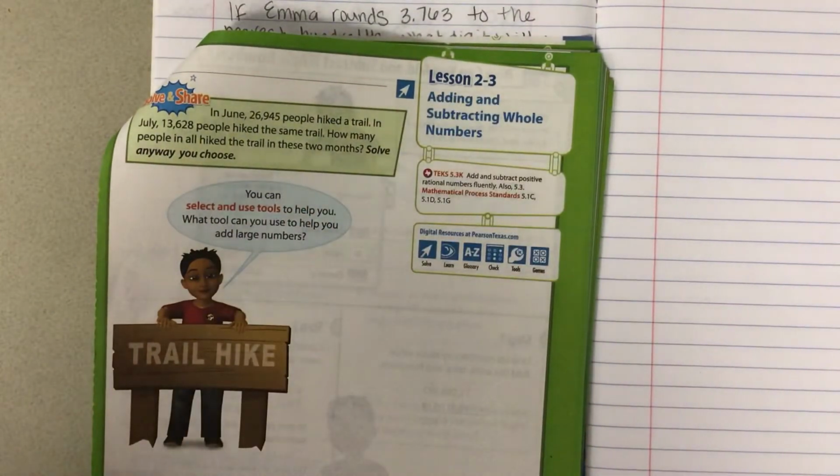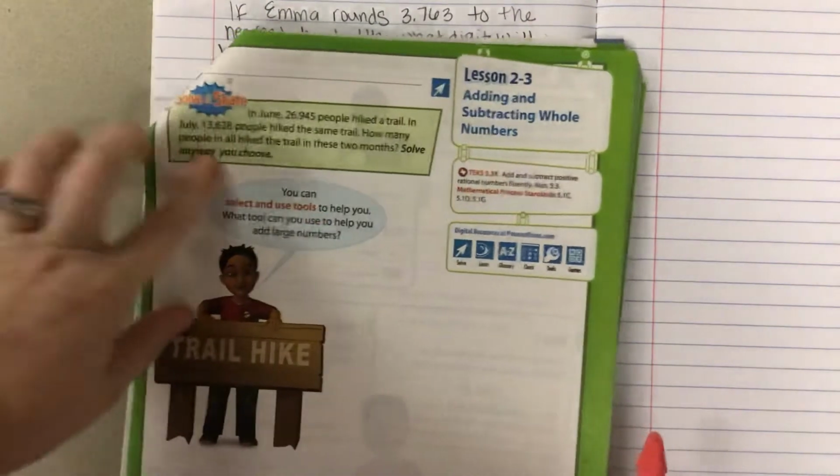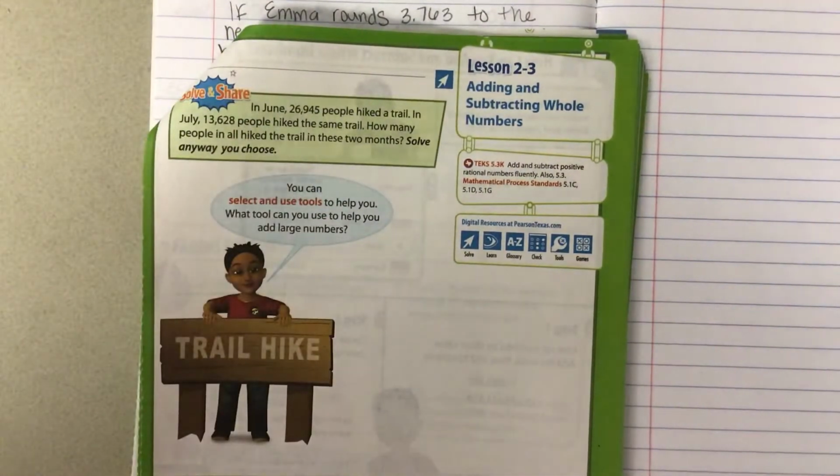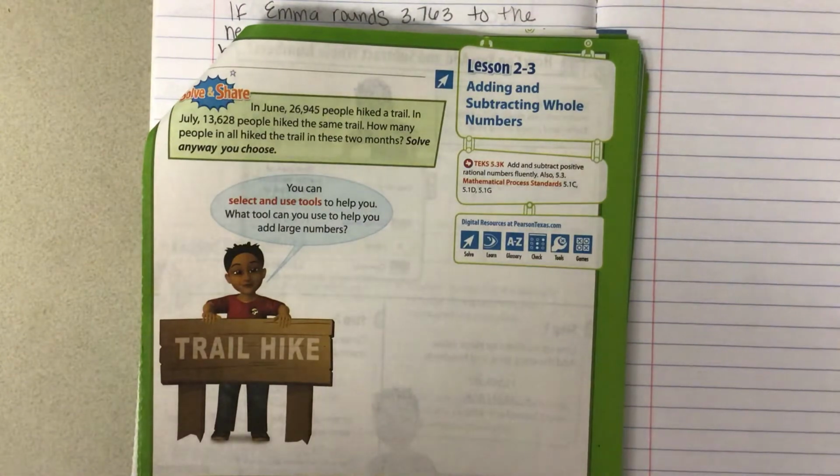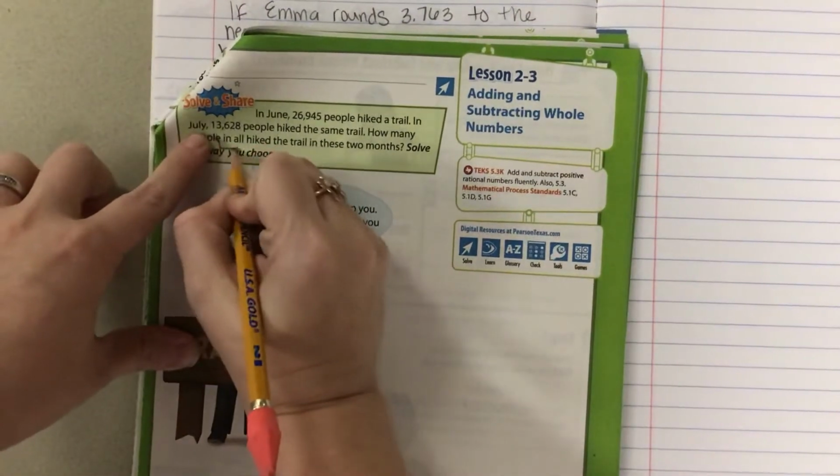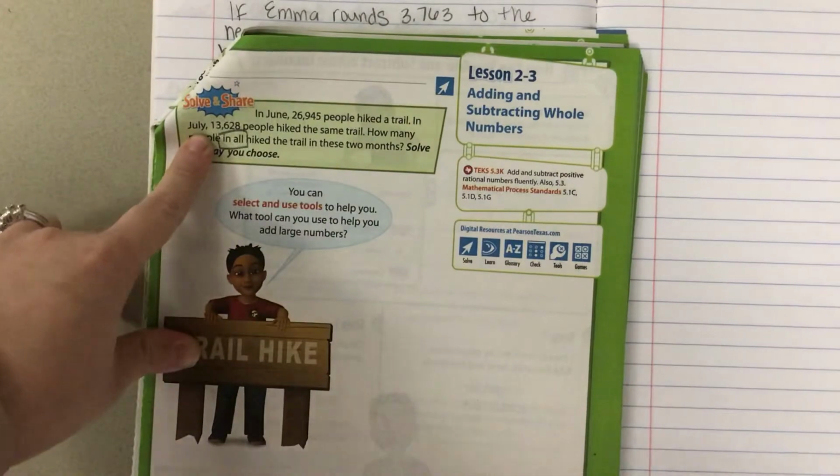Today we're going to be adding and subtracting whole numbers. So we're going to start with this question. It says in June, 26,945 people hiked a trail. In July, 13,628 people hiked the same trail. How many people in all hiked the trail in these 2 months? So that in all tells me that I'm going to add.